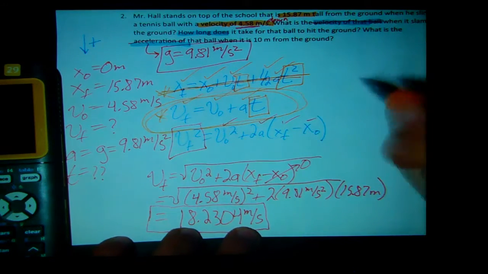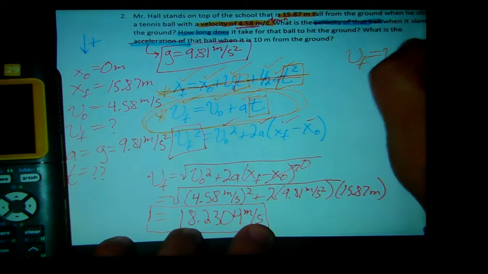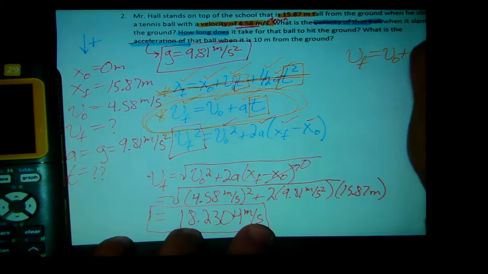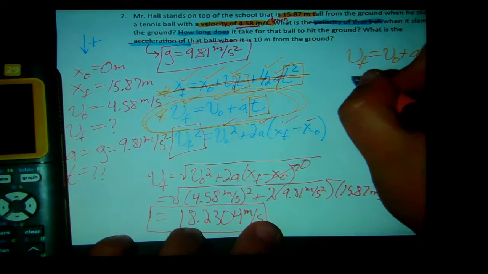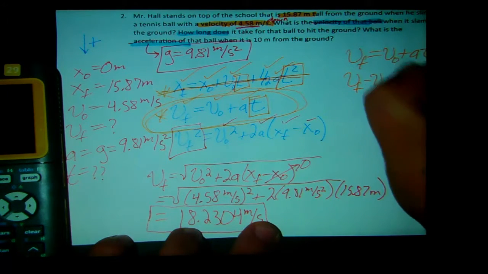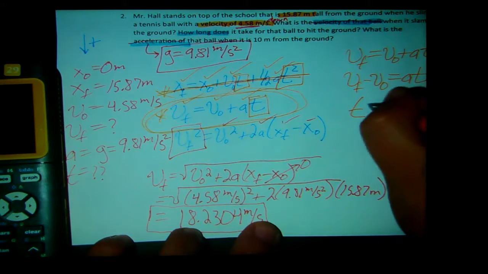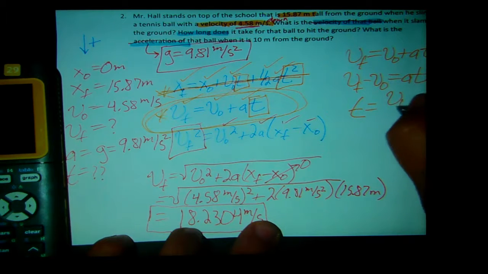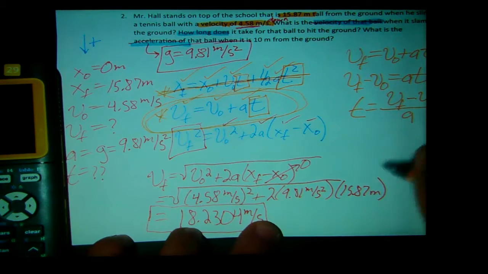Okay, so in this, we're just going to start rolling through this. Final velocity equals initial velocity plus acceleration times time. I have to get time by itself, so we're looking at final velocity minus initial velocity equals acceleration times time, and time will be equal to final velocity minus initial velocity all over acceleration. And let's just plug this stuff in.